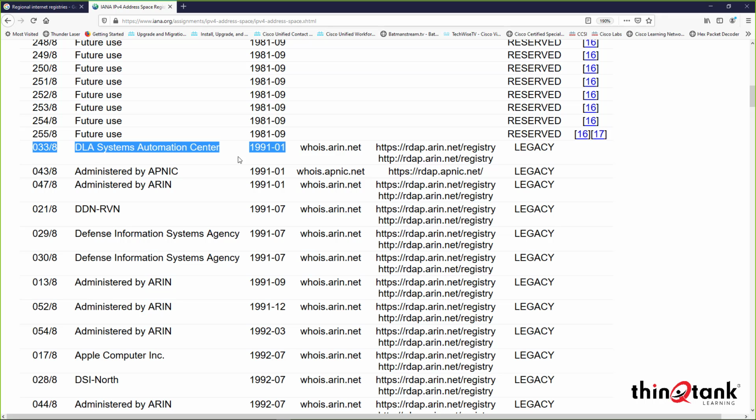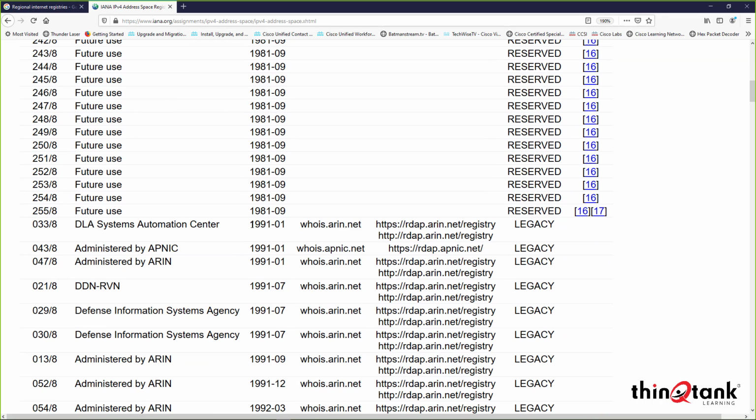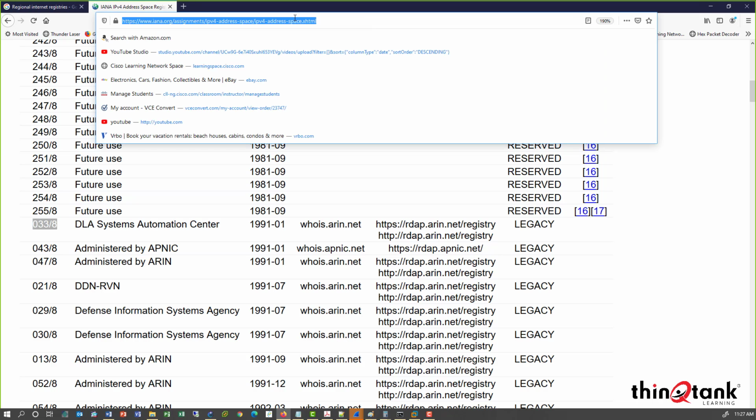Now, technically, the address space was actually created in 1981. In fact, specifically September of 1981. But it wasn't until 1991 that we had this architecture in place to start allocating addresses in an organized fashion. All right. Subsequently, you could also look at the v6 global unicast address space.